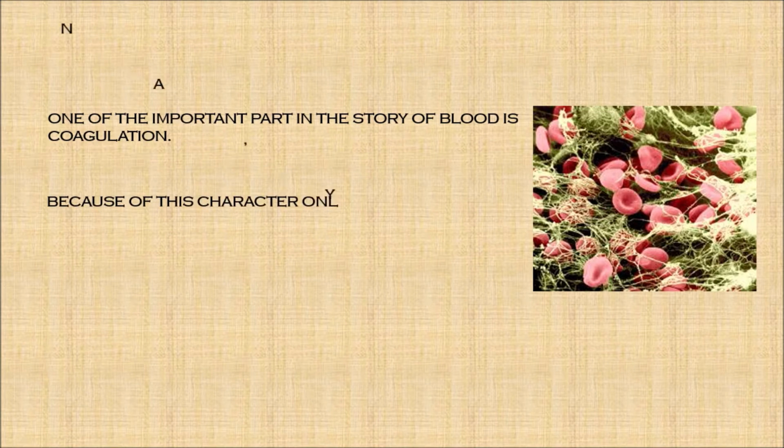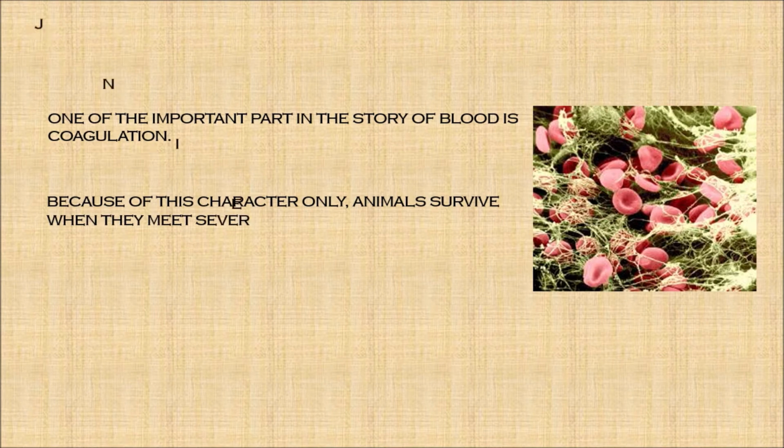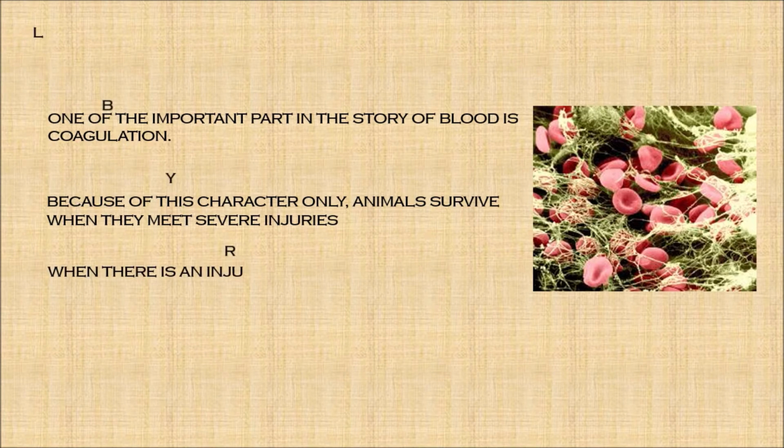Because of this character only, animals survive when they meet severe injuries. This is the character which makes them unique from others, that animals can survive even during severe injuries, because of clotting of blood. When there is an injury, blood clots in 3 to 6 minutes. On an average it takes 3 to 6 minutes for a wound to clot.